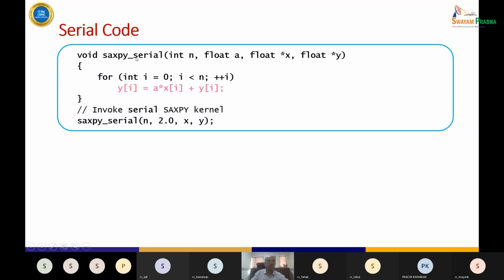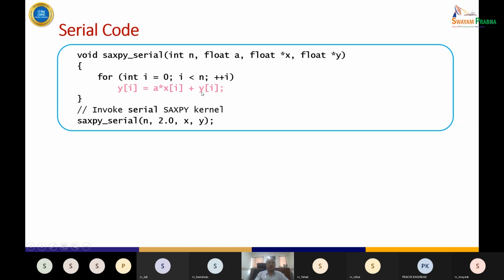Like this, that word has become SAXPY. Okay, so this SAXPY routine in serial form looks like this. It takes a value of n, which is pointing to the number of elements in the arrays, and there are two arrays and pointers to them, x and y. And what we are trying to do is add the corresponding elements of the two arrays to generate the new value.